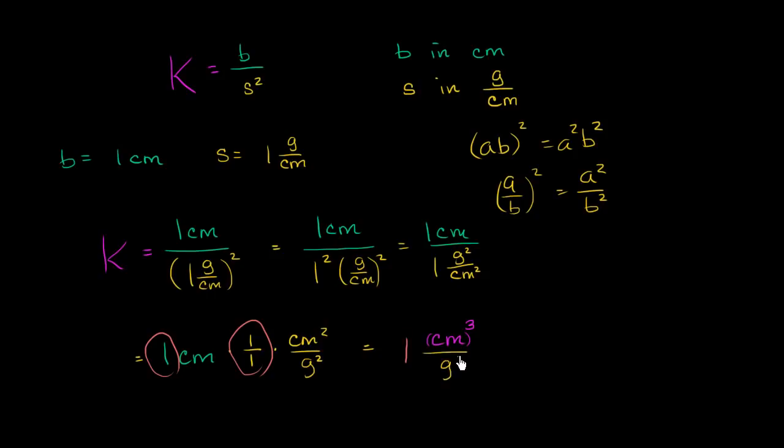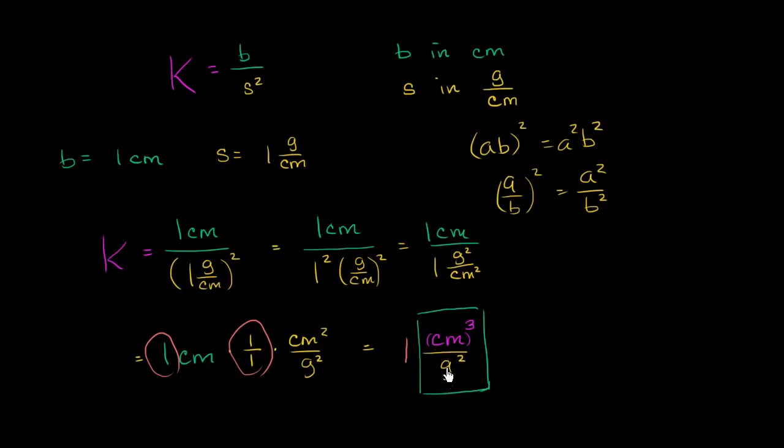Per grams squared. So the units, I just picked the numbers 1 arbitrarily. So the 1 isn't what matters here. What matters here is what are the units? What are the units for this formula when b is in centimeters and s is in grams per centimeter? We see that k is going to be expressed in terms of cubic centimeters per gram squared.